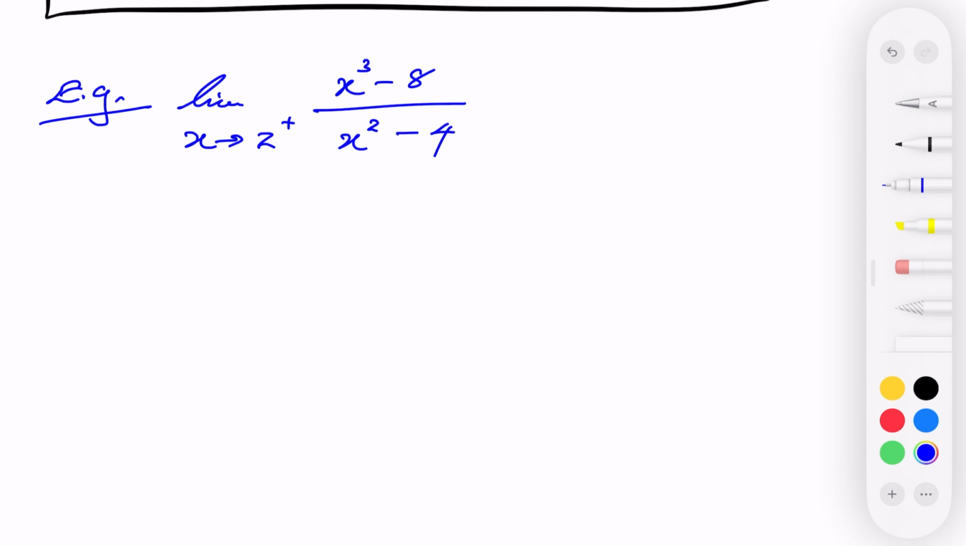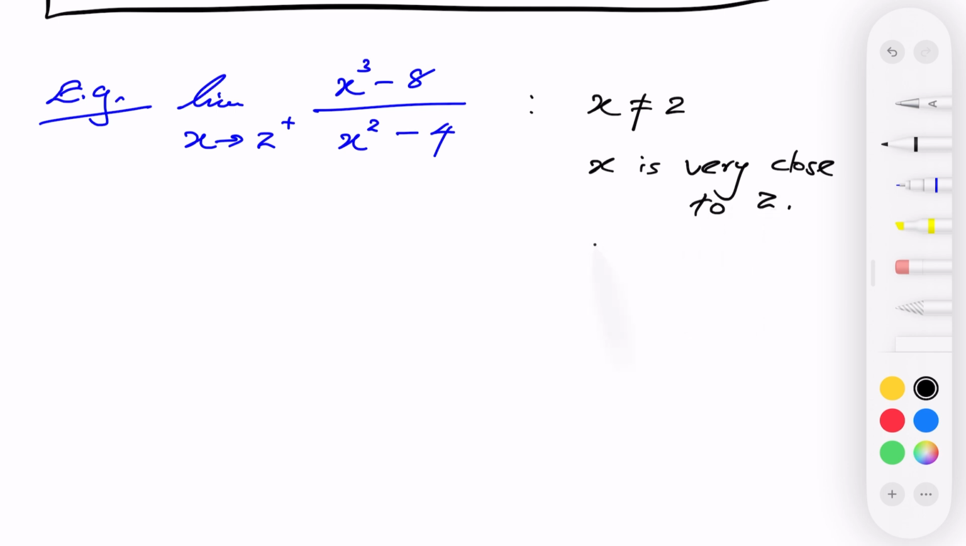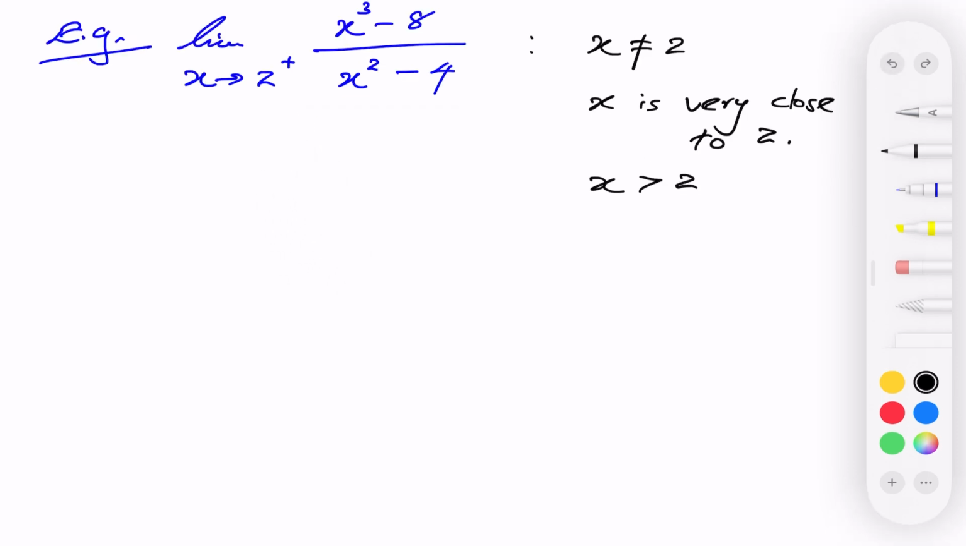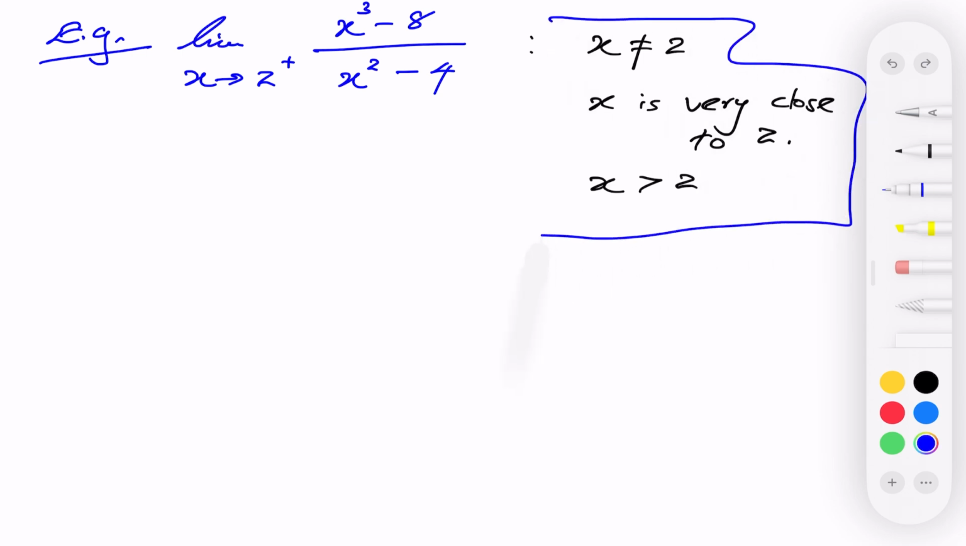All right. Now, what's the meaning of x approaching 2 from the right-hand side? We said in this case, first x is not equal to 2 and x is very close to 2, and x is slightly larger than 2. Larger than 2 because x approaches 2 from the right-hand side. All right, in order to do the numerical methods, we can actually select a numerical value for x which satisfies all of these conditions.